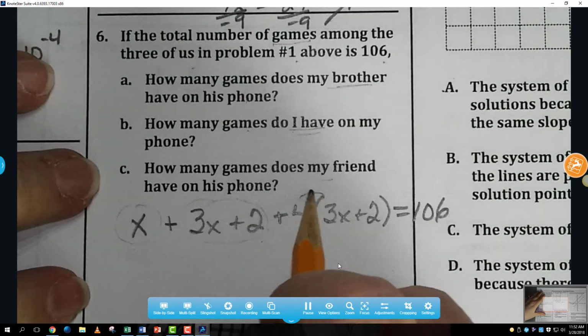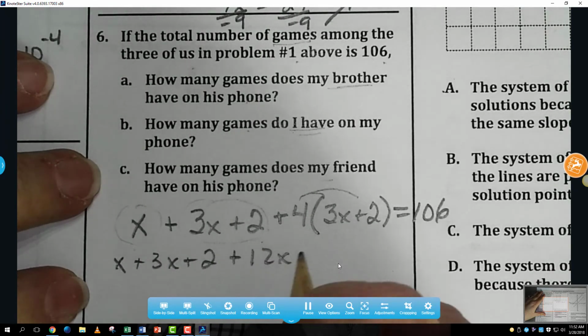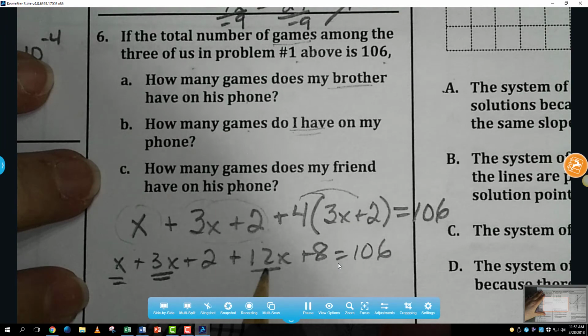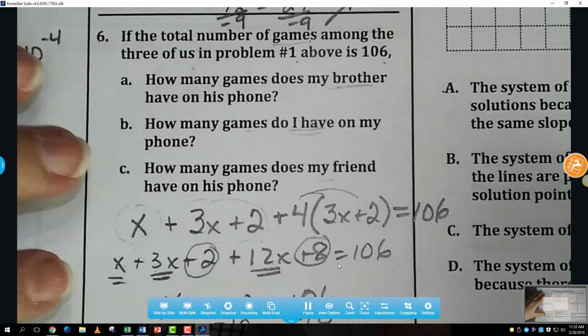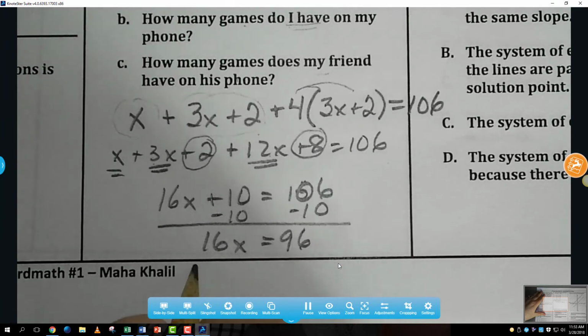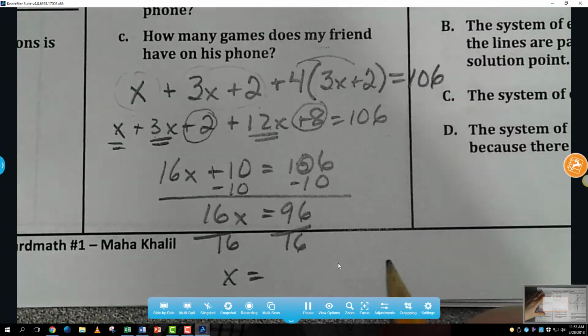Okay, so I will distribute. I will combine like terms. So 12, 13, 14, 15, 16x. And then I have 2, and I have a positive 8, so that's going to be plus 10 equals 106. Subtract the 10. I have 16x equals 96. Divide both sides by 16, and I get x equals 6.